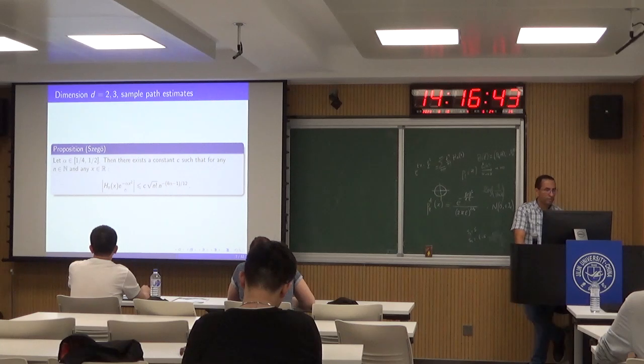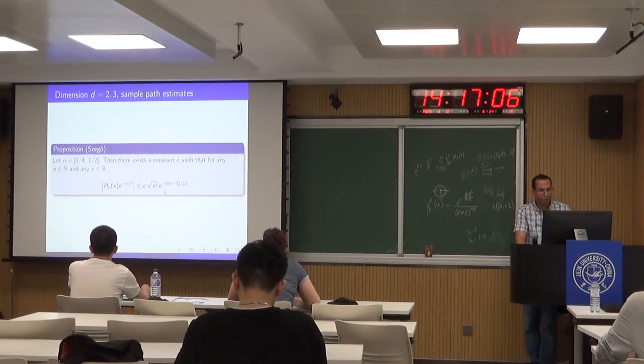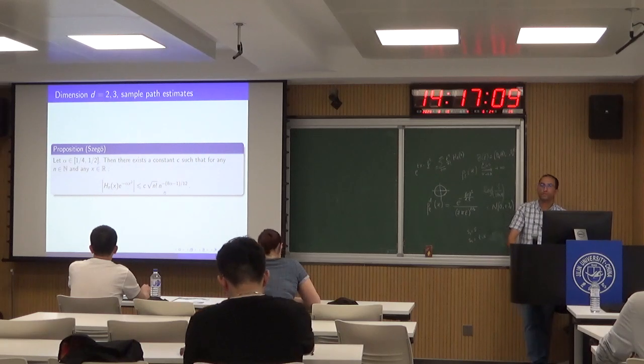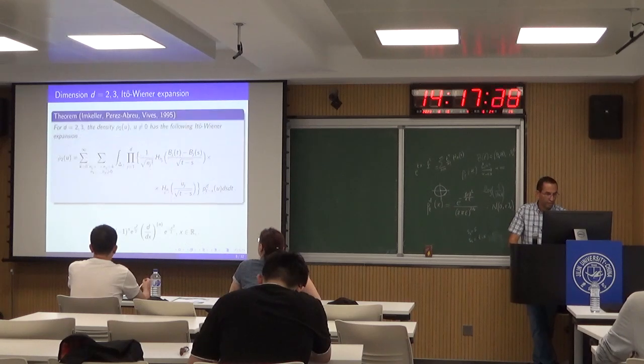This inequality here is uniform in x, uniform in n. So the Hermite polynomial multiplied by the exponent of minus alpha x squared is less or equal than this factor related to n. You can ask why we need this estimate. Again, we can come back to the Itô–Wiener chaos expansion we started with, and we will see that we need such kind of estimate. So let me go back a little bit here.